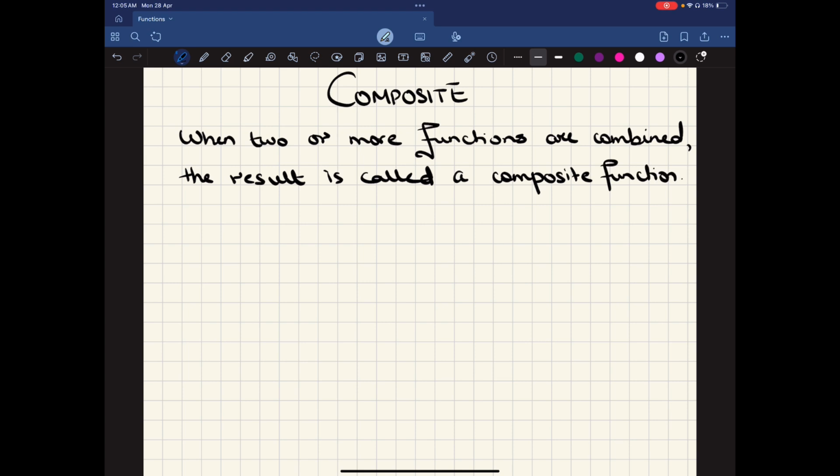So the composite function of two functions, f of x and g of x, is written as f of g of x. This is exactly the same as f(g(x)). So you can very easily place brackets here. It's going to make your life easy.